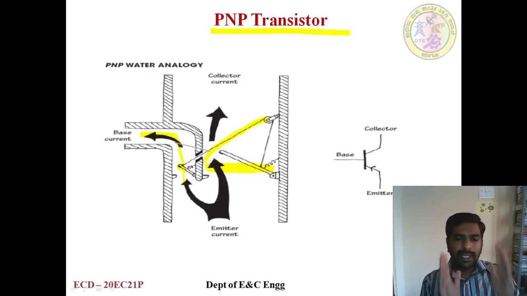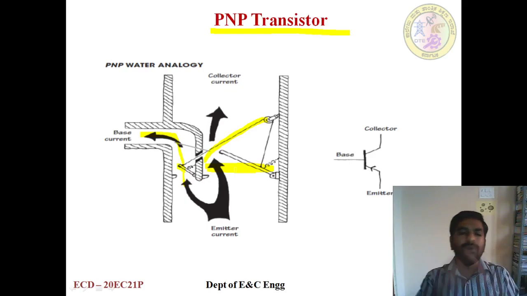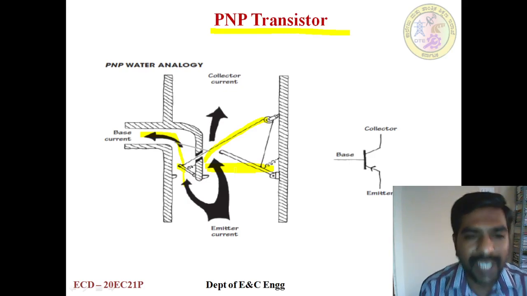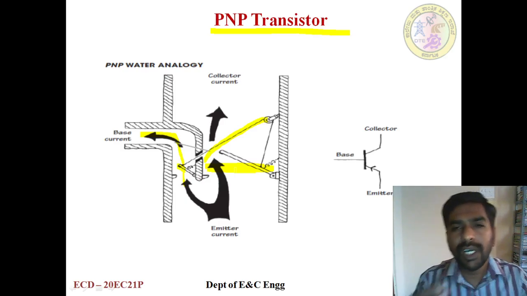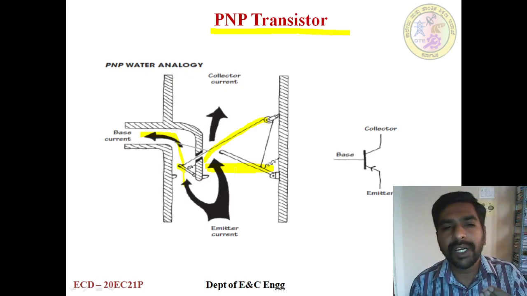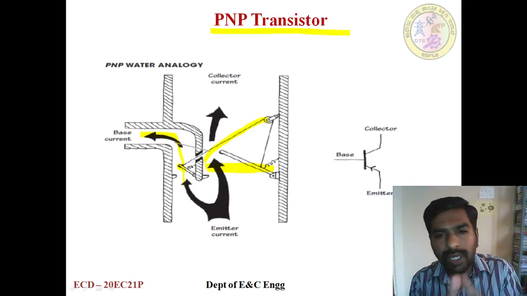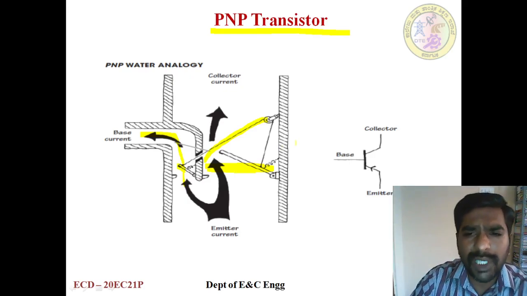Initially the current flows, initially the water flows, because the gate is open. Whenever you apply a small voltage across the base, the gate will close. So this is the concept, a simple concept. If you go with this concept, it will be very easy. But if you go in depth about PNP and how the majority carriers and minority carriers flow and all these things, it is very difficult. But with the help of this water analogy, you can map those concepts, and it will be easily understood.